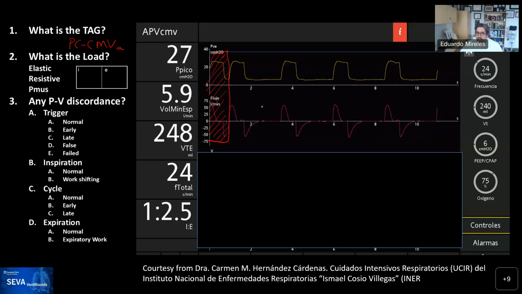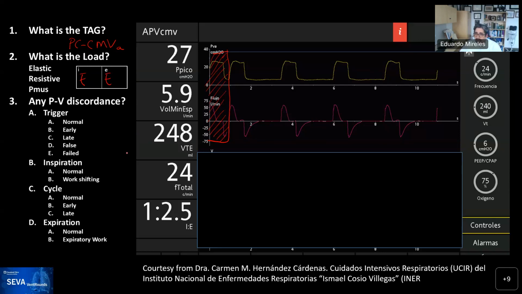So I see one talking about elastic load, and I agree with the elastic load. This returns really rapidly to baseline, right? Within half a second, you have gone back to baseline, and the same during expiration. During expiration, probably a little bit longer, but it's pretty fast. So it's an elastic load. I think that we all agree with that.